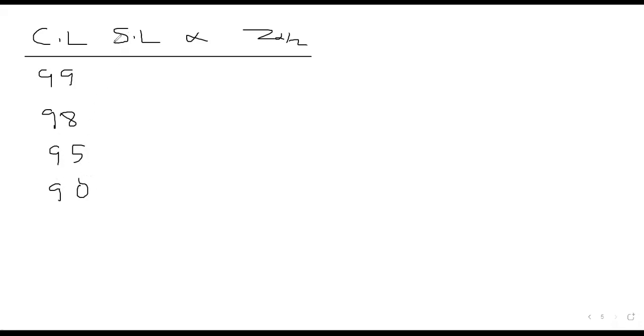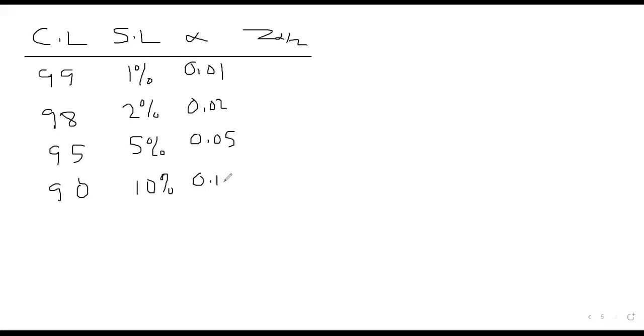The difference from 100 is called the significance level. This is called the confidence level. So subtracting from 100, what are we going to have here? 1% here, 2% here, 5%, and here, 10%. When we convert this into decimal, we get 0.01, here 0.02, here 0.05, and here 0.10. So this is how we find our alpha.